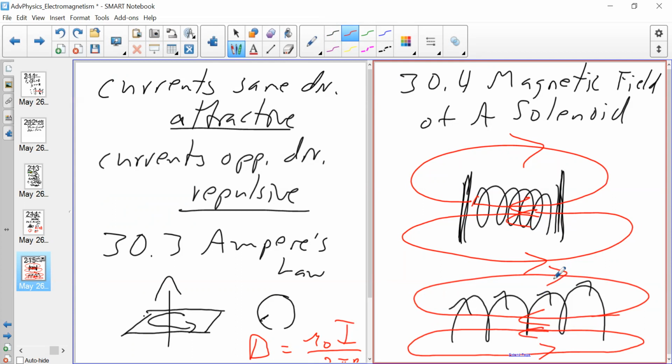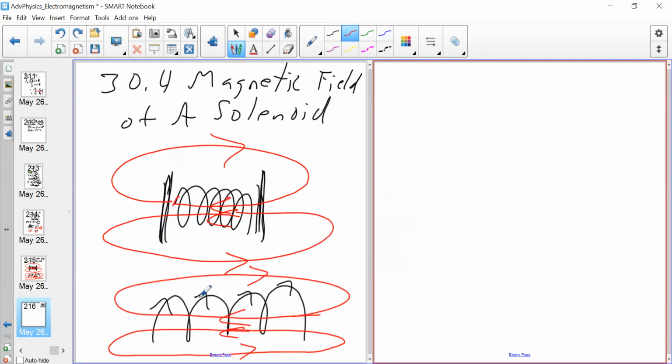Well, this magnetic field through the solenoid is going to be determined by this equation here, mu naught n over L times I, where I is current. So n represents the number of turns in a solenoid.